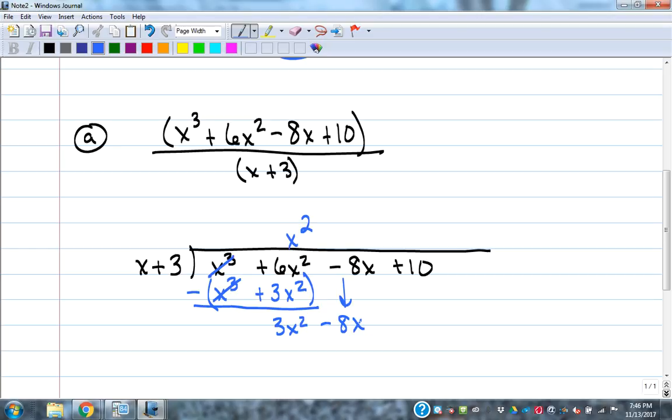Now we look at this step and say, okay, what times x gets me 3x squared? So I need a 3. And I've got one x out here. I need one more, right? So 3x times x gives me 3x squared. That's what I need. So I'm going to use the 3x, sorry, to get 3x squared. Distribute.